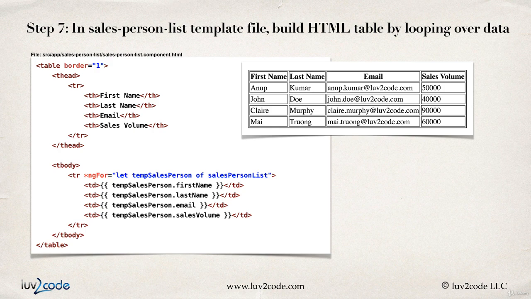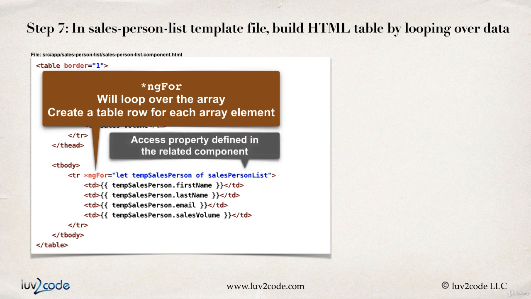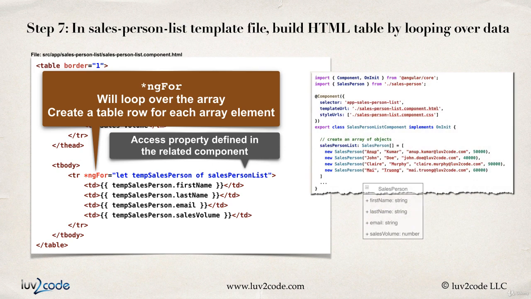I'll make use of TR, and then I'll use a star ngFor. So this is a special Angular directive that will loop over the array, and it'll create a table row for each array element. So here I have star ngFor equals let temp salesperson of salesperson list. So this will actually access the property defined in the component. So this is the exact name of the property, salesperson list. It matches up and will simply loop over that array.